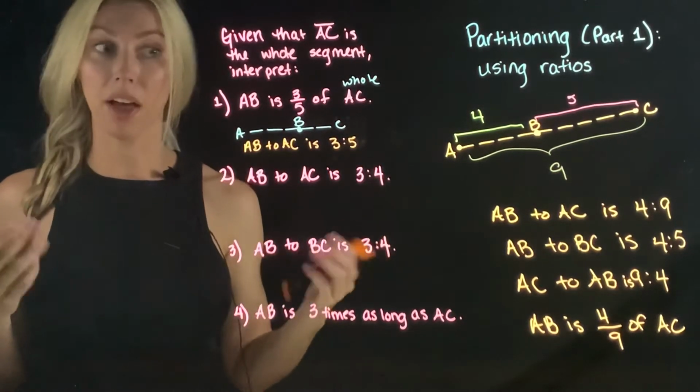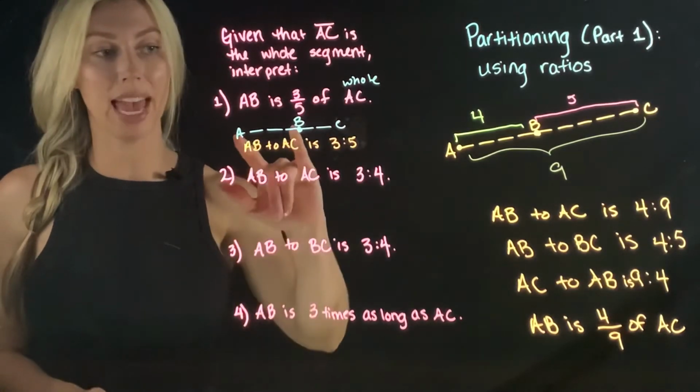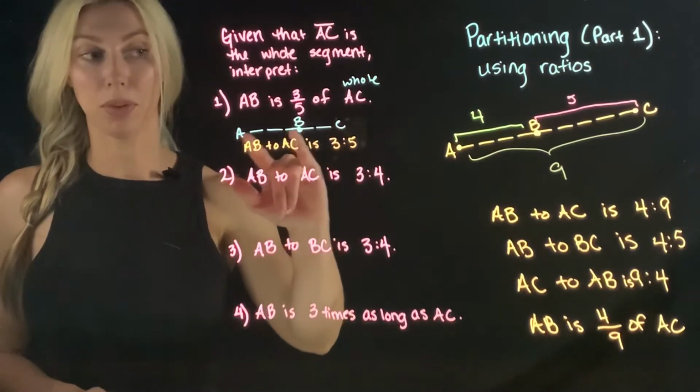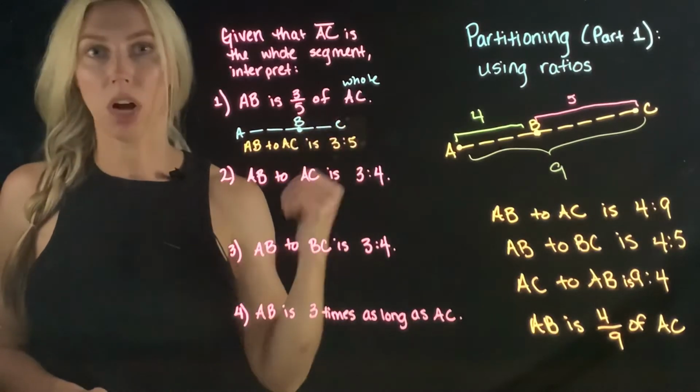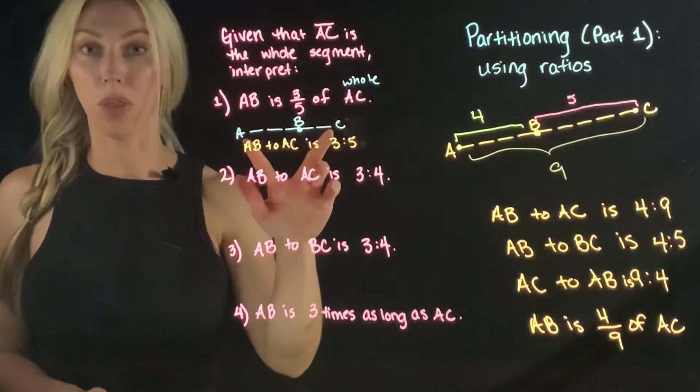You could also talk about other ratios. You could talk about the ratio of AB to BC. That would be 3 to 2. Or you could talk about the ratio of BC to the whole thing.